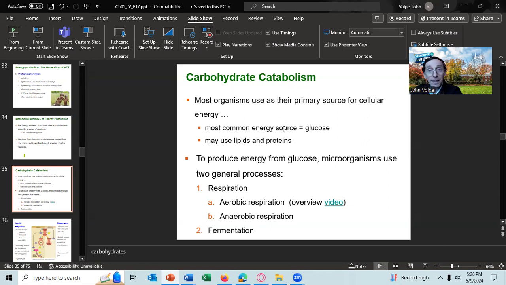The most common energy source in carbohydrate catabolism is glucose. But an organism can use any other carbohydrate as long as they can digest it and then break it down into glucose and then send the glucose down the normal way in aerobic respiration. Organisms may also use other nutrient molecules like lipids and proteins, and you can burn them directly. Like a marathon runner can burn lipids, fats, directly in their marathon run.